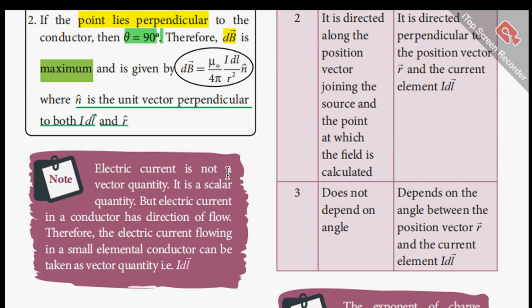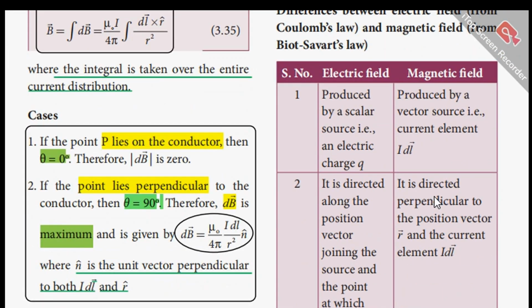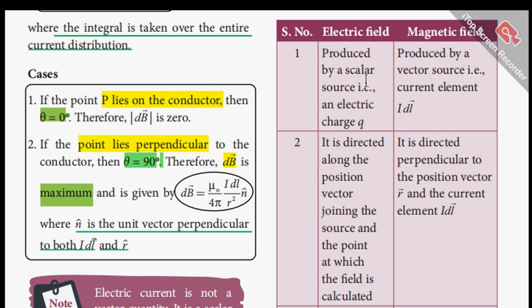Here are the differences between the electric field from Coulomb's law and the magnetic field from Biot-Savart law. The electric field is produced by a scalar source, that is an electric charge, whereas the magnetic field is produced by a vector source, that is the current element I dl.